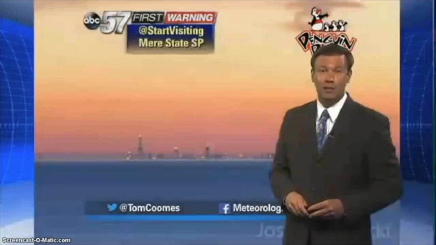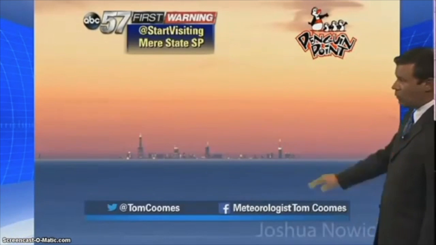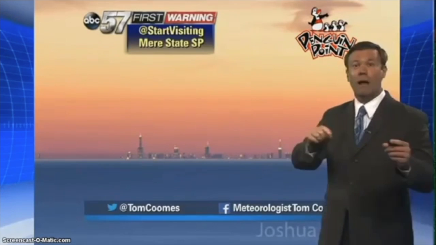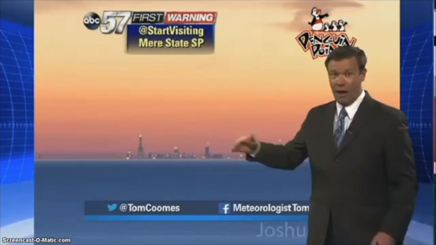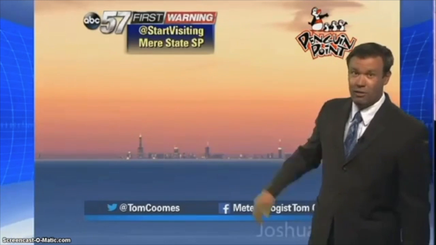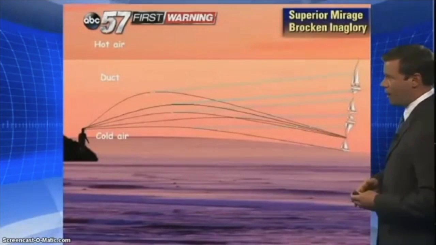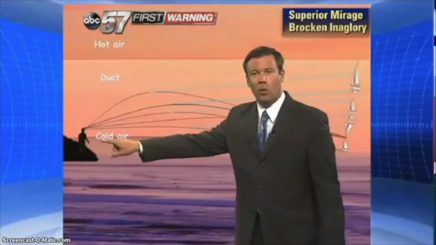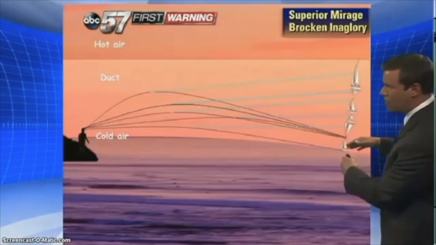Until I found this photo from Grand Mere State Park. This is from Joshua Nowicki. And what you're seeing here is a mirage. We typically would not be able to see this from the Lake Michigan shore. We talked about this last night. Conditions are right on the lake that we're actually seeing a mirage of the Chicago skyline. Very interesting here. Here's what's happening. This is a good example of a superior mirage. So Joshua was on the Lake Michigan shore. He was looking towards the west, and Chicago's beyond the horizon. Should not be able to see it.